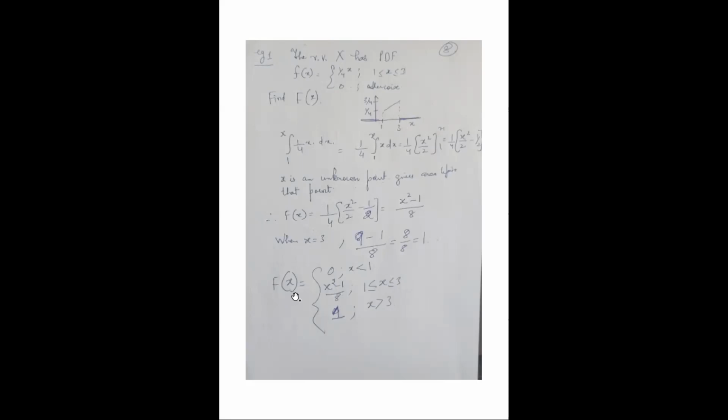How can you represent the cumulative distribution function? It is 0 for x less than 1. It is x square minus 1 by 8 from 1 to 3, and it is 1 beyond 3, because the cumulative probability stays there throughout, although the density is 0 in the probability density function, right?